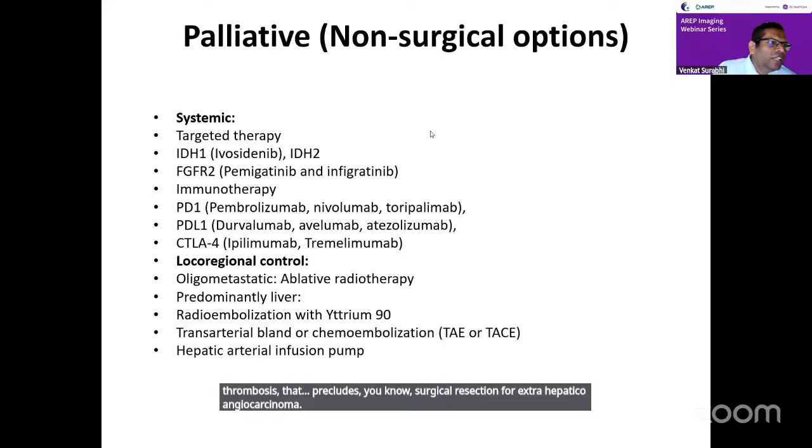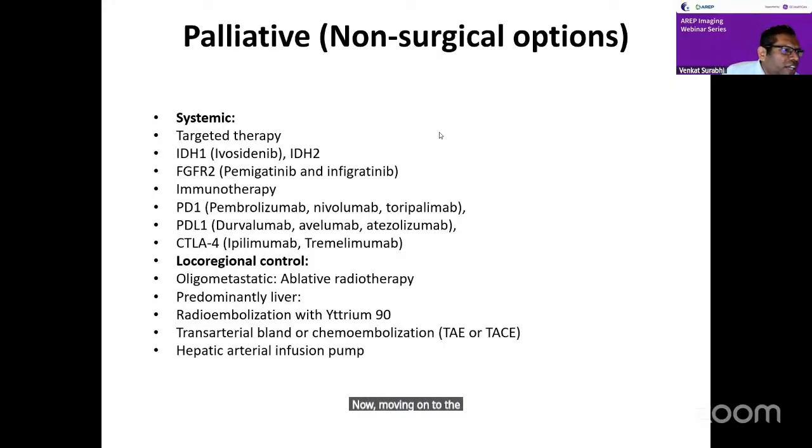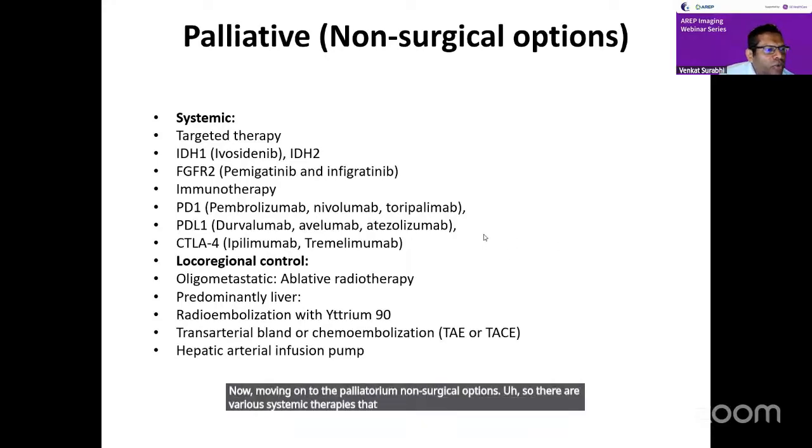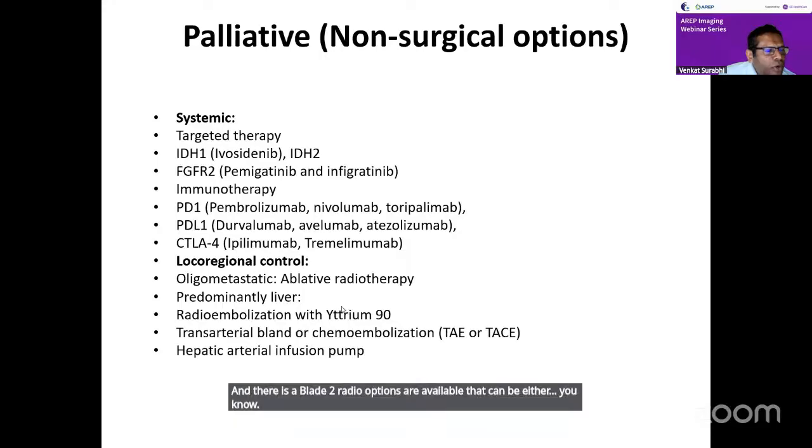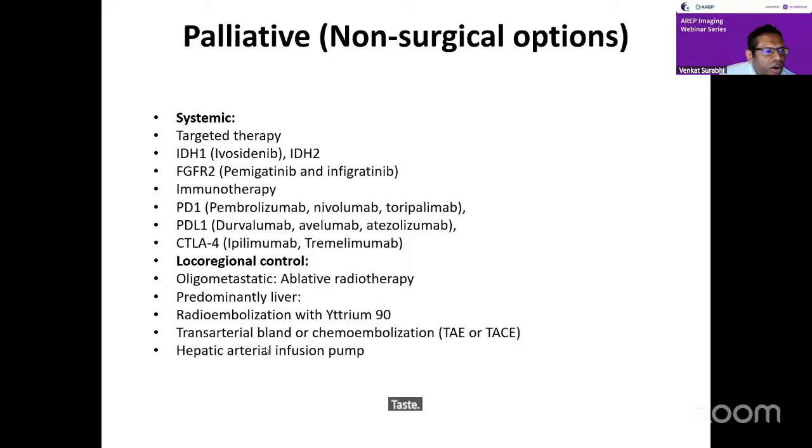Now, moving on to the palliative non-surgical options. There are various systemic therapies available, and we will touch base on that a little later. Also, in some patients with oligometastatic disease, there are ablative and radiation options available, either Y90 embolization, microwave ablation, or external beam radiation therapy, or TACE therapies, for achieving local control.